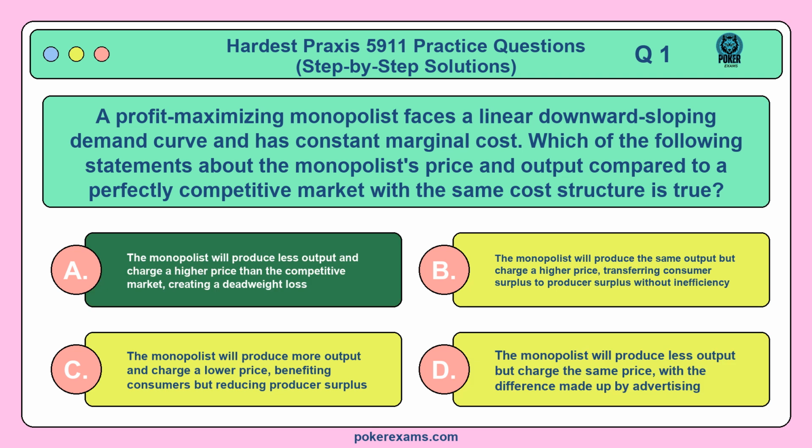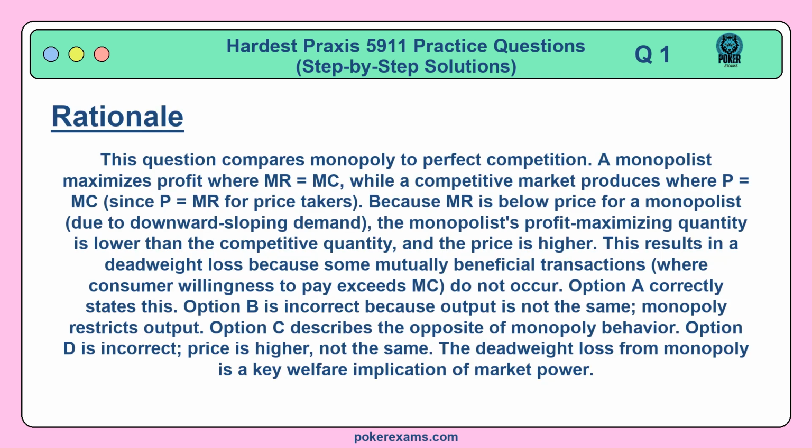The correct answer is A. This question compares monopoly to perfect competition. A monopolist maximizes profit where MR equals MC, while a competitive market produces where P equals MC, since P equals MR for price takers. Because MR is below price for a monopolist, due to downward sloping demand, the monopolist's profit-maximizing quantity is lower than the competitive quantity, and the price is higher. This results in a deadweight loss because some mutually beneficial transactions, where consumer willingness to pay exceeds MC, do not occur. Option A correctly states this.